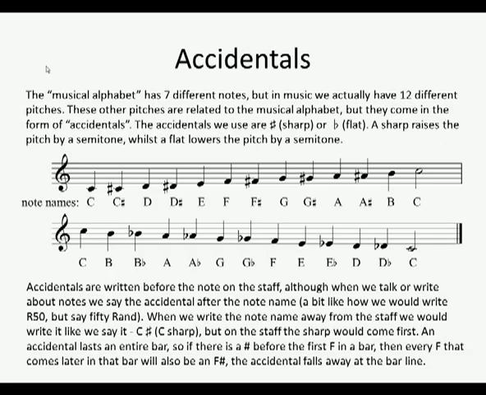And remember, an accidental lasts an entire bar. So if there is a sharp or a flat before, let's say, an F in the bar, then every F in that bar will have a sharp attached to it, even if it's not written. But as soon as there's a bar line, the accidental falls away and the note will be a natural again.